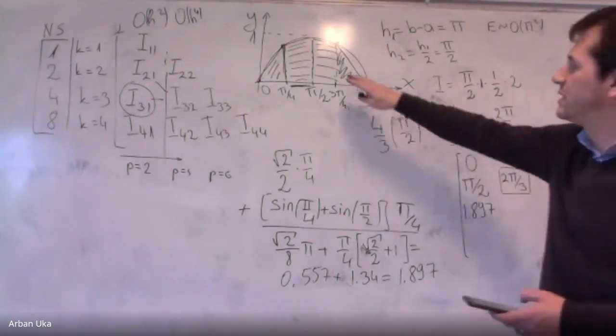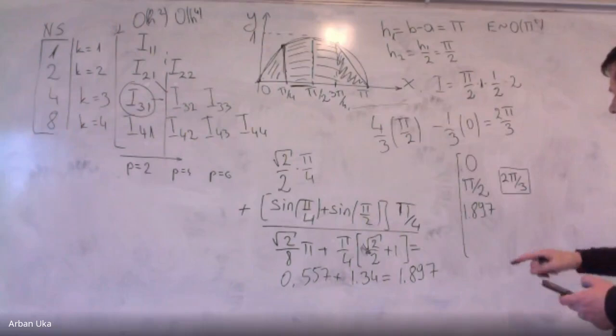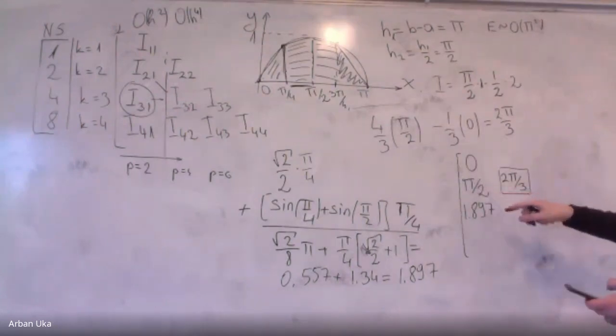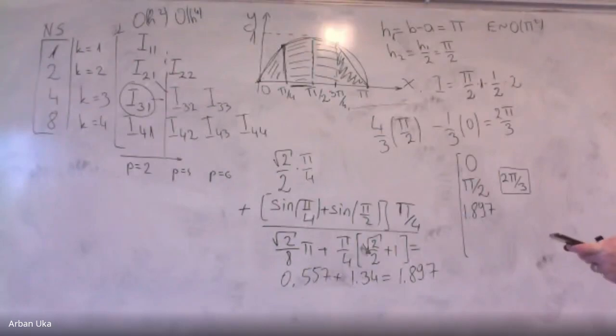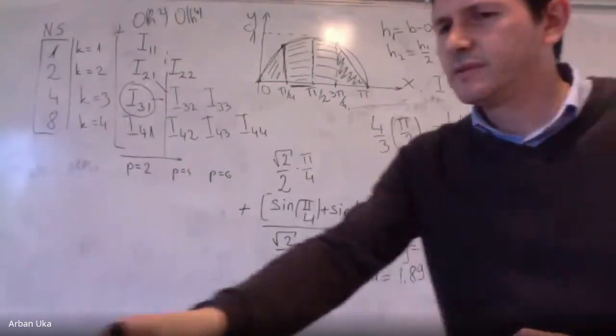Okay, so this 1.897 is here. So we found this one here. So the next thing that we can do is that we can combine this pi over 2. We can write this one, 3.14 divided by 2 is 1.57.